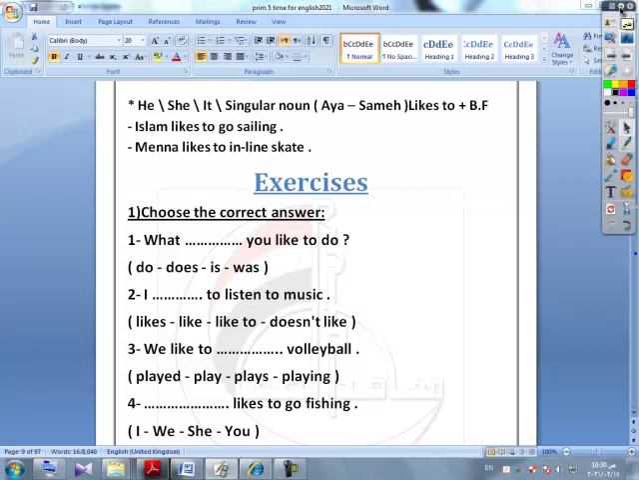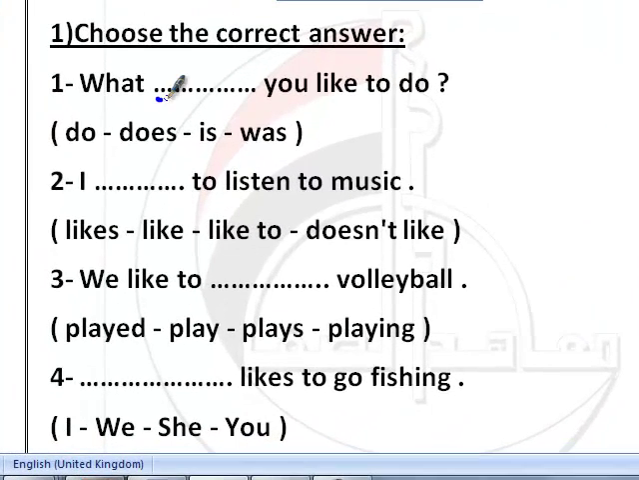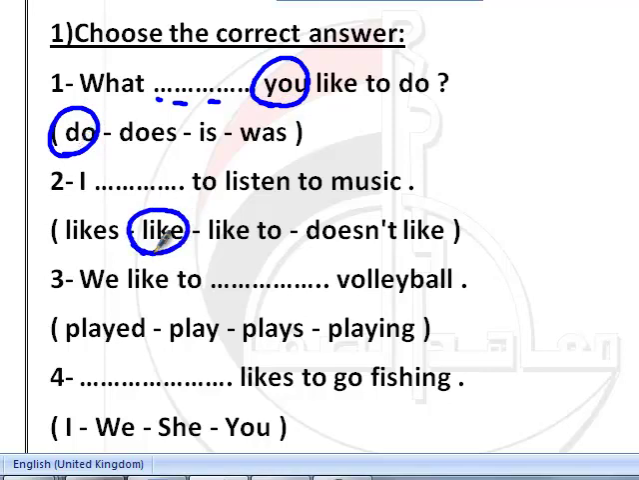Number one, what do you like to do? Subject here, you, so we will choose do. Okay, I want to listen to music. Yes, I like to listen to music.